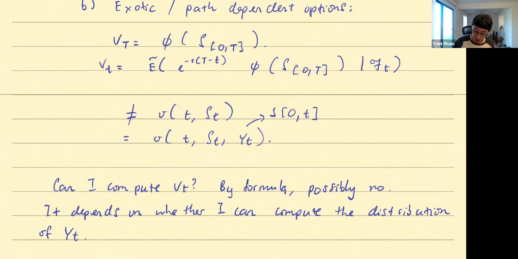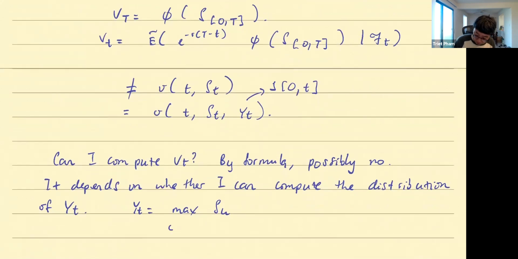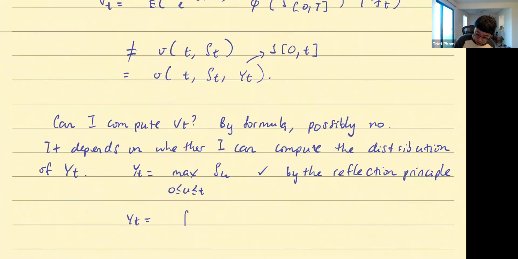You remember that is where we spent quite a bit of our time, for the running max. For the running max, it's possible. So if Y t is the running max, then this is yes, by the reflection principle. And if it's going to be the integral, then it's no. And let me put a question mark here.